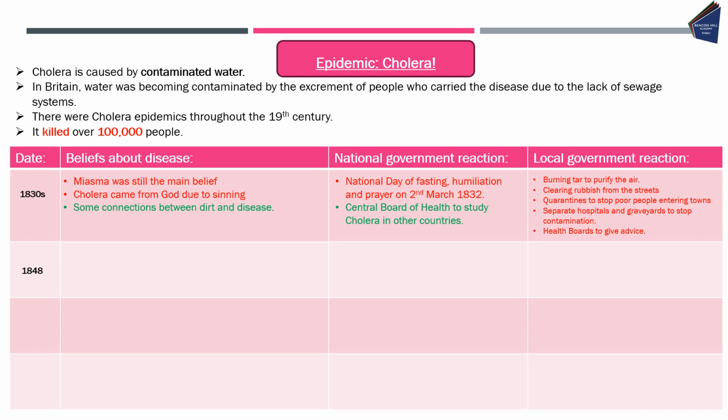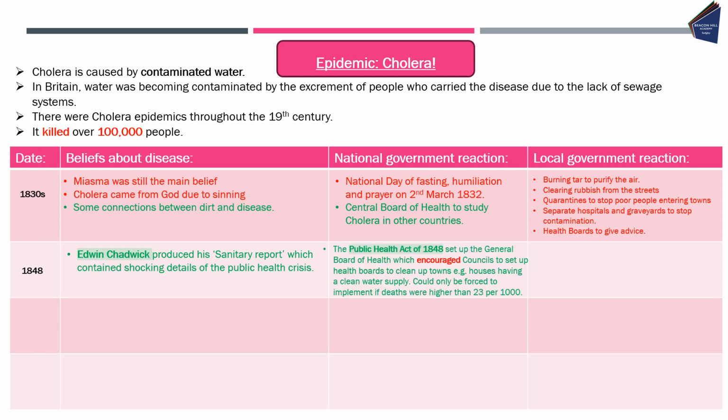In 1848, we have Edwin Chadwick. He is a name that you would need to know for the exams. I've highlighted that for you. And he produced his sanitary report, which contains shocking details of a public health crisis. So the Public Health Act, as a result of his sanitary report, is set up in 1848, and it sets up the General Board of Health, which encouraged councils to set up health boards and clean up towns. So, for example, houses were expected to have a clean water supply.